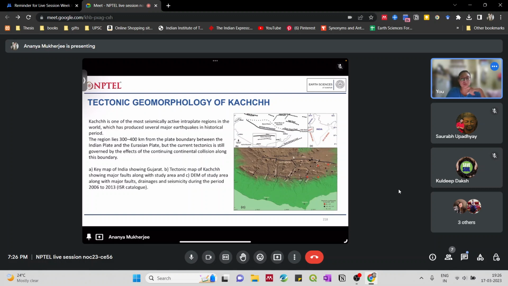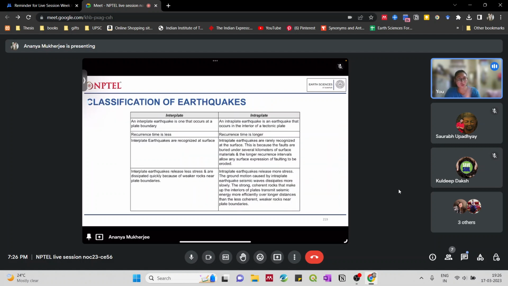What is the distinction between an interplate earthquake and an intraplate earthquake? Interplate earthquakes are those happening between the plate boundaries. Whatever earthquakes are happening in the Himalayan region are interplate, because they are between two plates. Intraplate earthquakes are those that happen within one tectonic plate itself. In the Indian plate, like Kutch, and I think the Latur earthquake also in Maharashtra, these are examples of intraplate earthquakes.